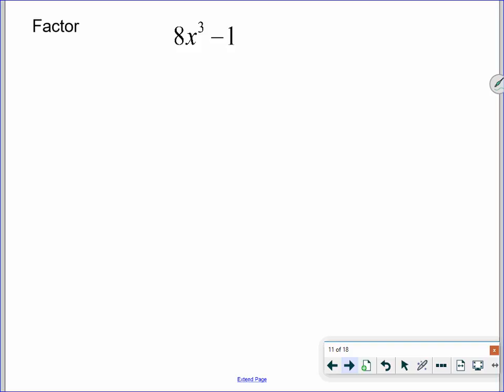All right, here we have, remember we're looking for our cubes, and here we have a difference of cubes. So let's go through that again. Remember, we get the first set of parentheses and the second set of parentheses. First set is going to be 2x and 1, because what cube gives me x cubed and what cube gives me 1.